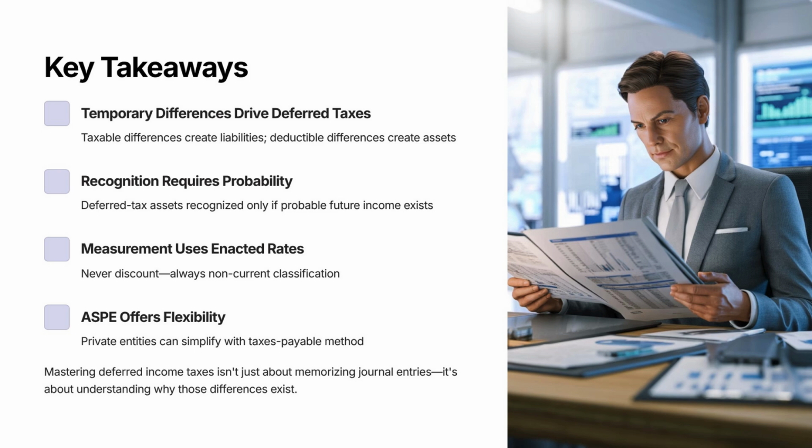All right, here's your cheat sheet. 1. Deferred taxes are the bridge between accounting rules and tax laws. 2. Taxable differences lead to deferred tax liabilities, a future tax bill. 3. Deductible differences lead to deferred tax assets, a future tax saving. 4. Remember the big deferred tax assets rule. You can only recognize it if future profit is probable. 5. Always calculate using enacted tax rates and never ever discount the balance. 6. These balances are always classified as non-current.